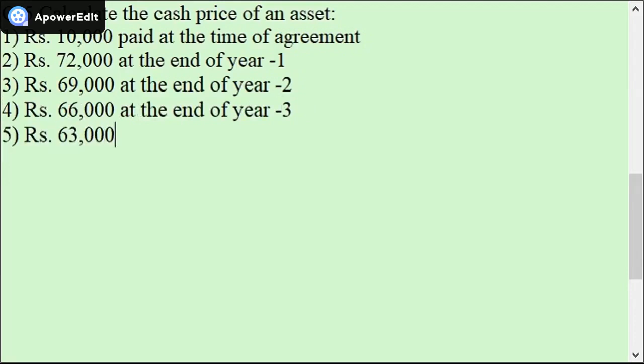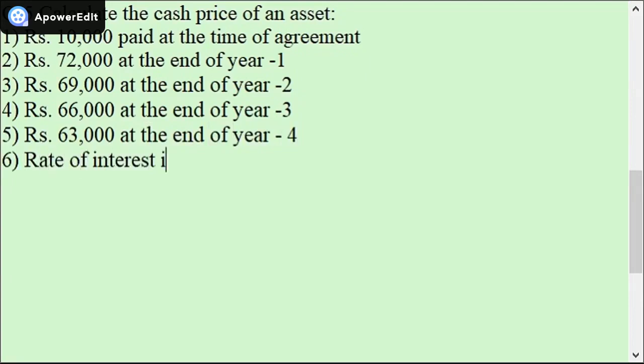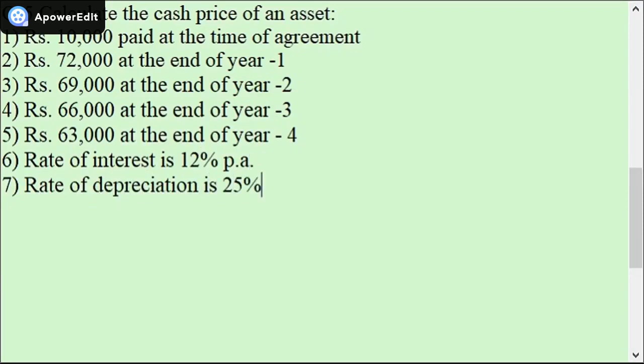Rupees 63,000 at the end of fourth year. Rate of interest is 12% per annum. Rate of depreciation is 25% per annum. Let's solve this question.